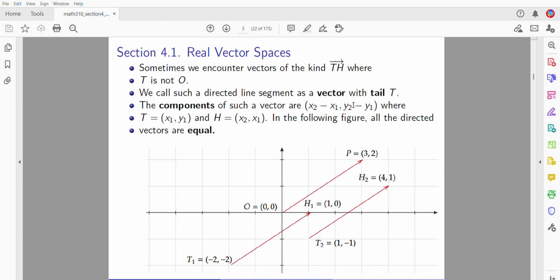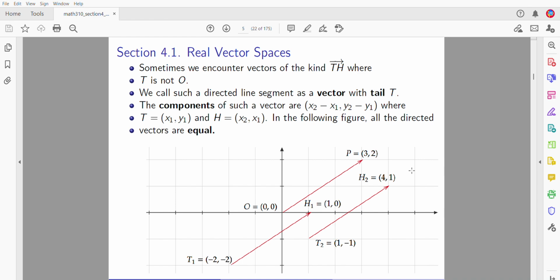Here is an example. Here is a vector A with tail (1, -1) and head (4, 1). Here is a vector with tail at the origin and head (3, 2). Here is also a vector with tail (-2, -2) and head (1, 0). Notice all three vectors are parallel to each other, and from the looks of it, they have the same magnitude. So they should be the same vector, or their components must be equal.